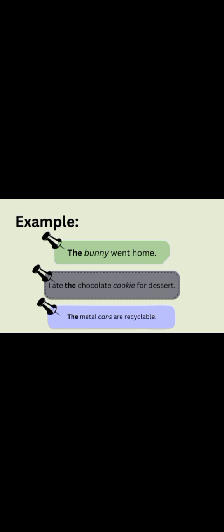The next example is: the metal cans are recyclable. So the word "the" here is our determiner that comes before the adjective "metal" describing a plural noun to specify which cans. Do you understand?